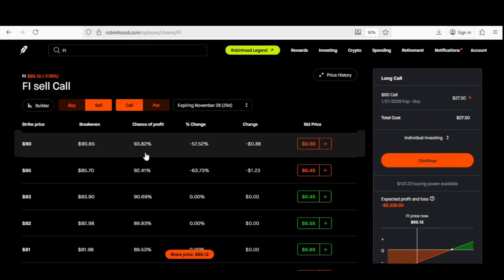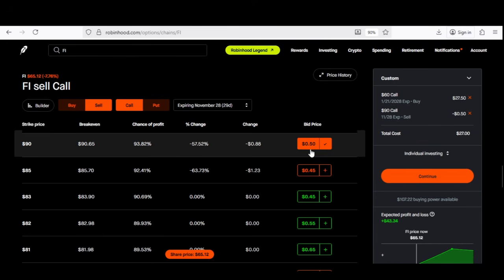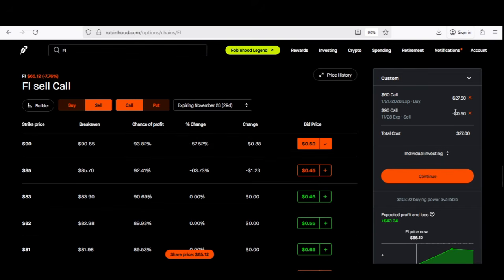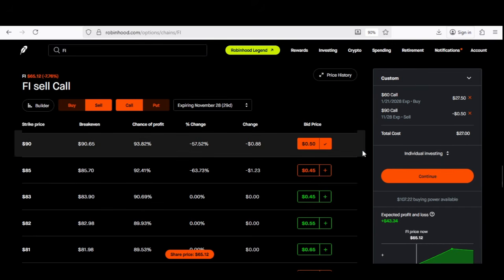What this tells me is that there's a 93% chance that this trade works in my favor, or there's a 7% chance that the trade goes against me. Now, for me taking this risk with using my LEAPS option as collateral, I'm going to be paid. The amount I'm going to be paid is going to be 50 cents, or in the real world, this is going to be $50. Don't worry about this. I never cleared the first one. So on a monthly basis, I stand to make around $50.